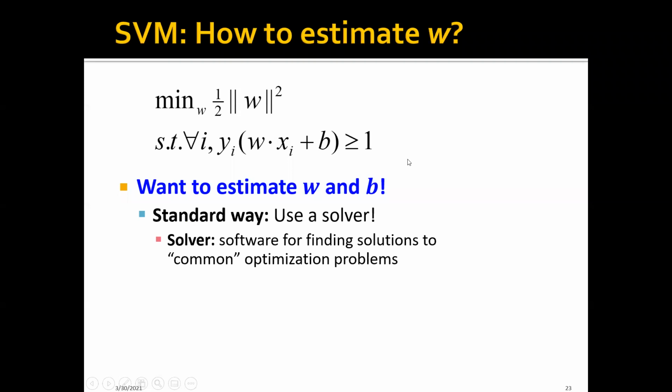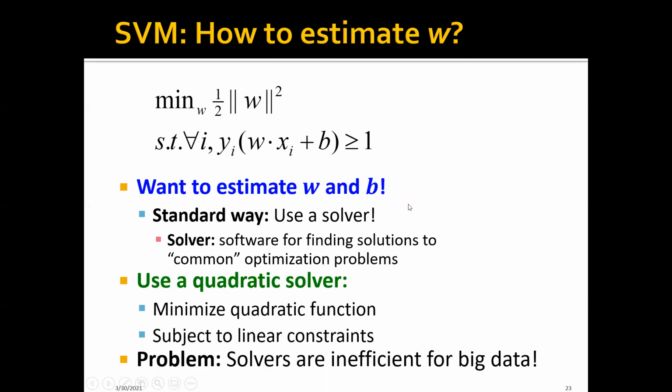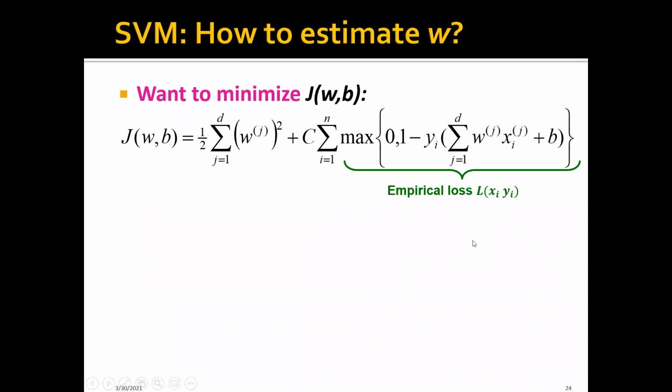A standard way to do this is to use a solver. A solver is just a piece of software for finding solutions to common optimization problems. For example, here we have a quadratic optimization problem. Therefore, we would need to use a quadratic solver to minimize a quadratic function subject to some linear constraints. But the problem is that solvers are usually inefficient for big data because they are not customized for a specific problem. So how do we implement our own algorithm to minimize this objective function, J of W and B?